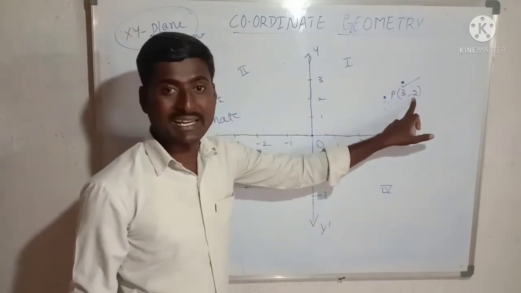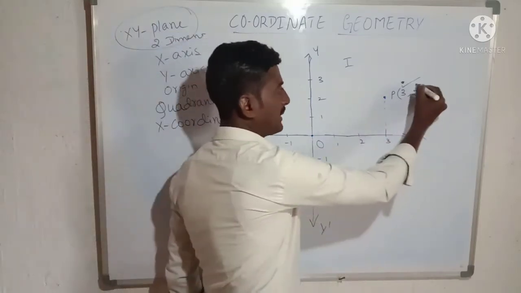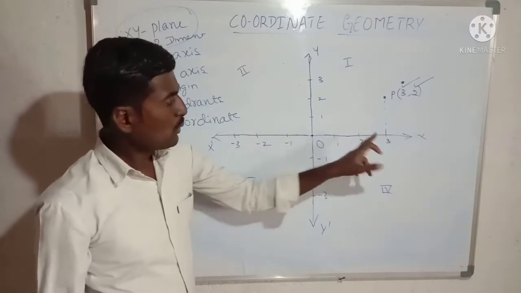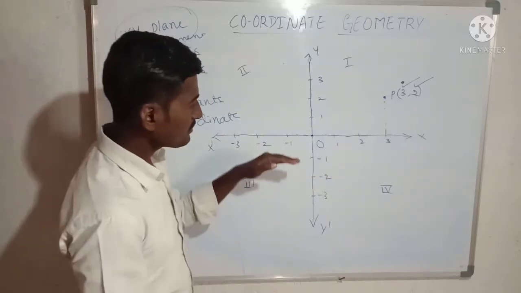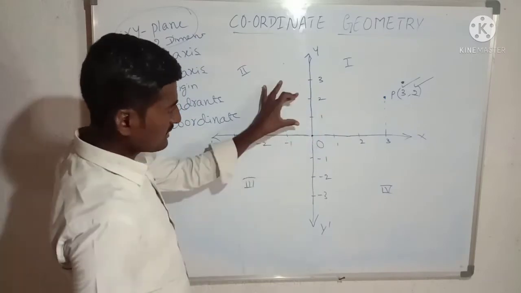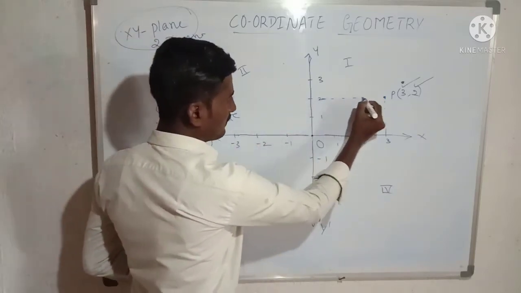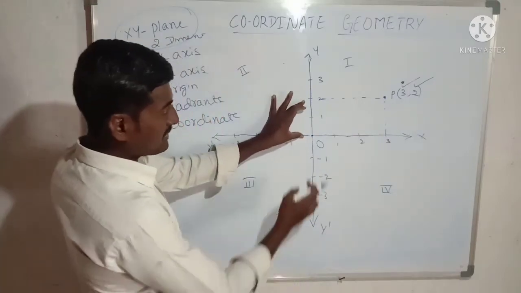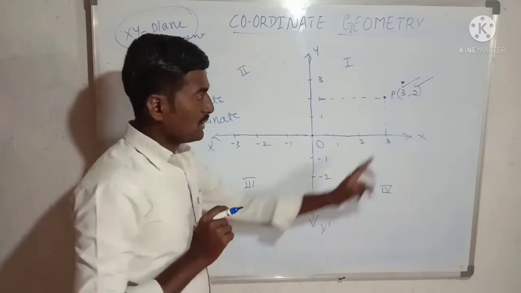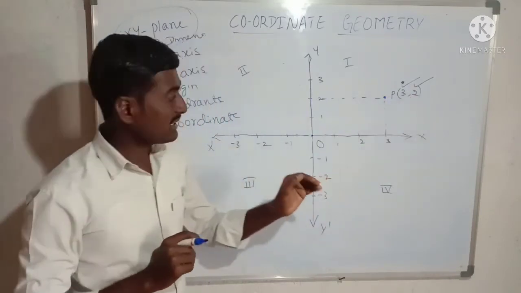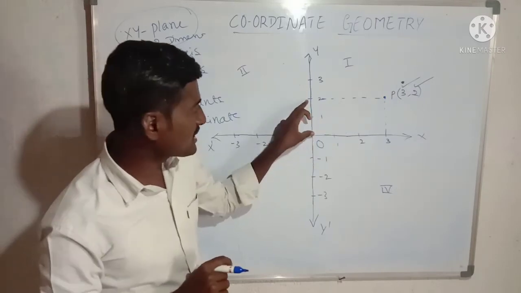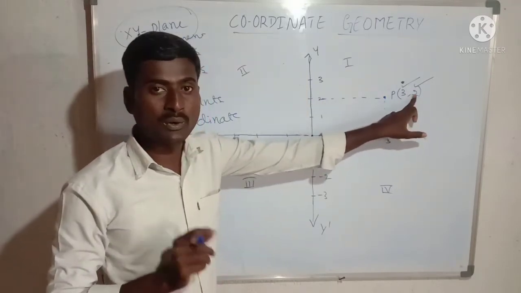Then one more, the second element is there. This second element is called the y coordinate. What is that y coordinate? I wrote 2 here. See here. From here to here, 1 unit distance. From here to here, 2 units. So from here to here, how much distance? 2 unit distance. Therefore, it is 2. So y coordinate is nothing but what? It is the distance from the x-axis.